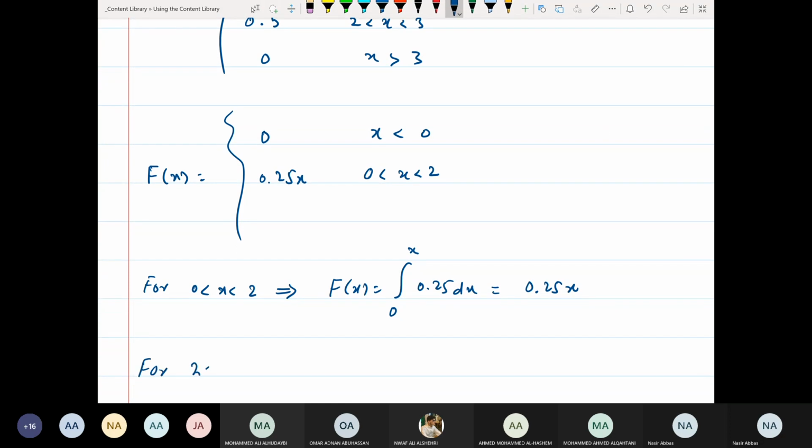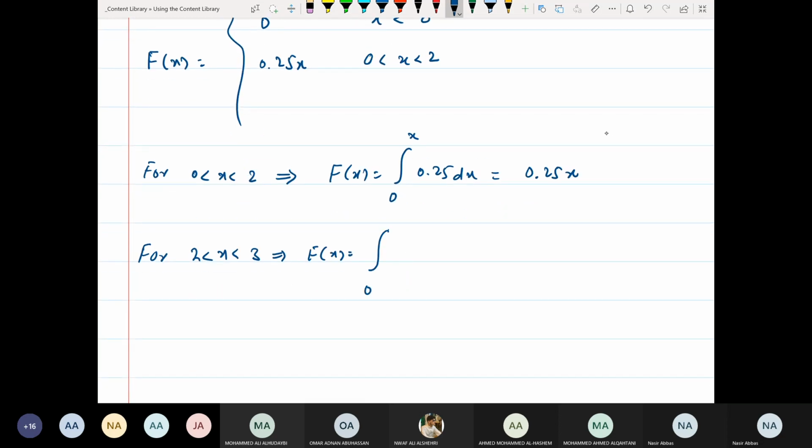For 2 less than x less than 3, your CDF should be the integral from 0 all the way up to 2 of 0.25 dx plus the integral from 2 up to x of 0.5 dx. We were missing this part in the last class. This part was missing in the second function. You always have to start the CDF from minus infinity. That is, for this question, you'll have to start it from 0 all the way up to x.